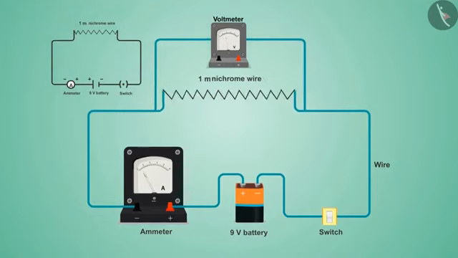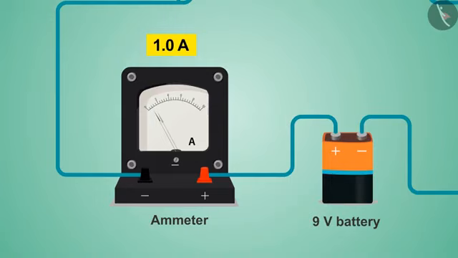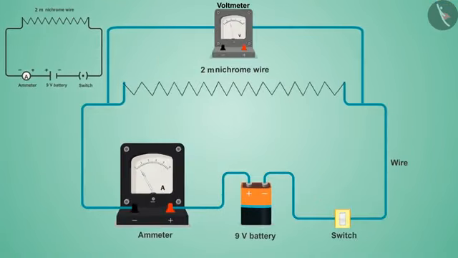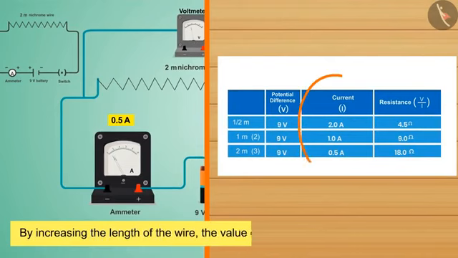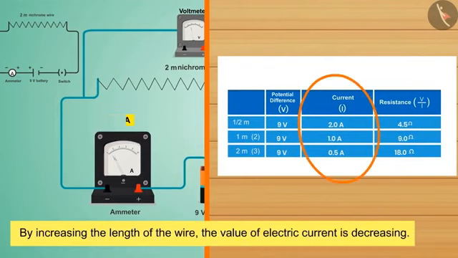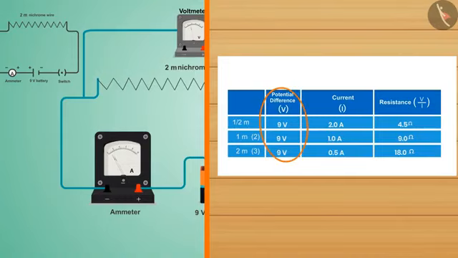Now let's replace this with the 1 meter wire. A change in the reading of the ammeter can be seen. Let us now apply the 2 meter wire. The reading changed again. If you look carefully, you will find that by increasing the length of the wire, the value of electric current is decreasing. But the potential difference is constant. This means that the resistance in the circuit is increasing.